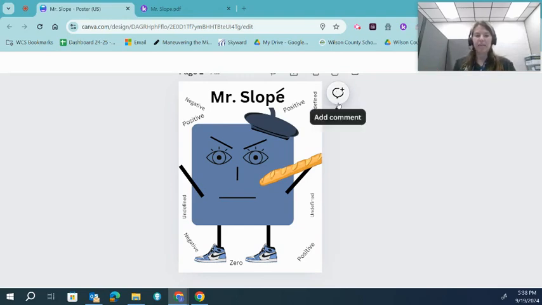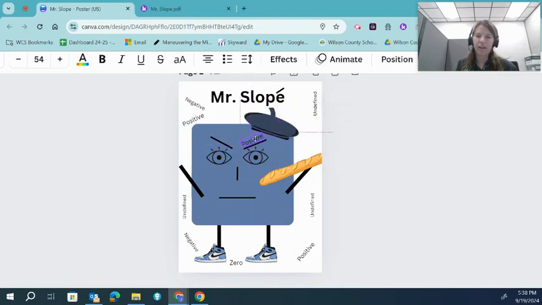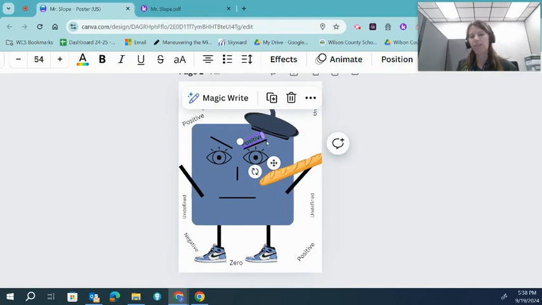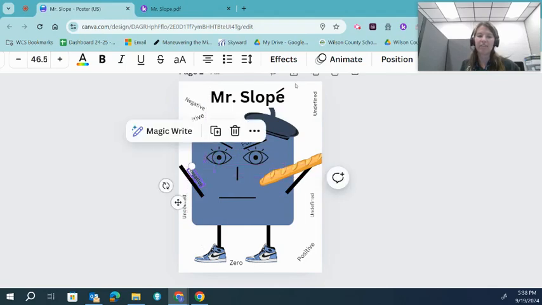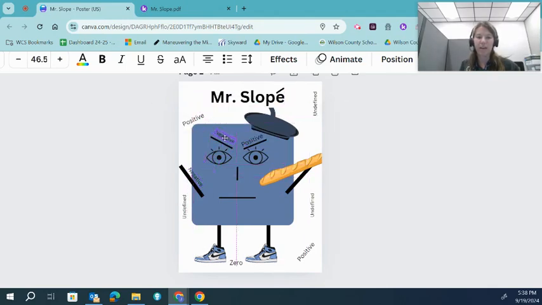Mr. Slope has some key features on himself that will help us remember which slope is which. If we take a look at Mr. Slope's eyebrows, they're slanted. When we are going from left to right, just like you read, if it goes uphill, it is a positive slope. If it goes downhill, we have a negative slope.